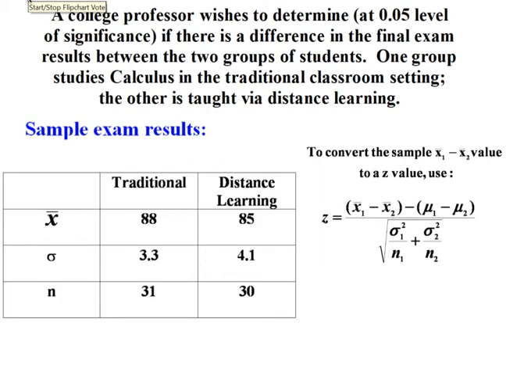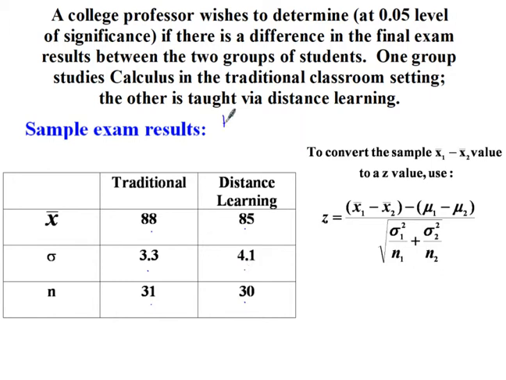Okay, so here we go. I've got a college professor who wishes to determine at a 5% level of significance if there's a difference between the final exam results of two groups of students. One group takes calculus in a traditional classroom setting. The other is taught through distance learning. The following data is given, as you can see here. Traditional had a sample mean of 88 that came from 31 people, with a population standard deviation of 3.3. Out of 30 people, distance learning got an 85% on the final exam with a standard deviation of 4.1.